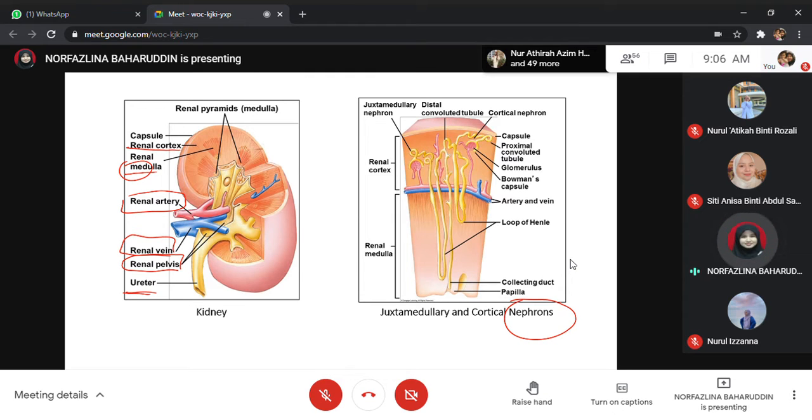Nephron is the functional unit of kidney. We have 2 types of nephron. First, juxtamedullary nephron. Second is cortical nephron. Juxtamedullary nephron, nama dia juxtamedullary because if you see here, dia extend out. Nampak tak ni? Dia extend out sampai bahagian renal medulla ni. That's why we call this nephron as juxtamedullary nephron. And the other nephron, cortical nephron, sebab dia ada bahagian cortex sahaja. You dah nampak dekat sini cortex area. So kita panggil dia cortical nephron.